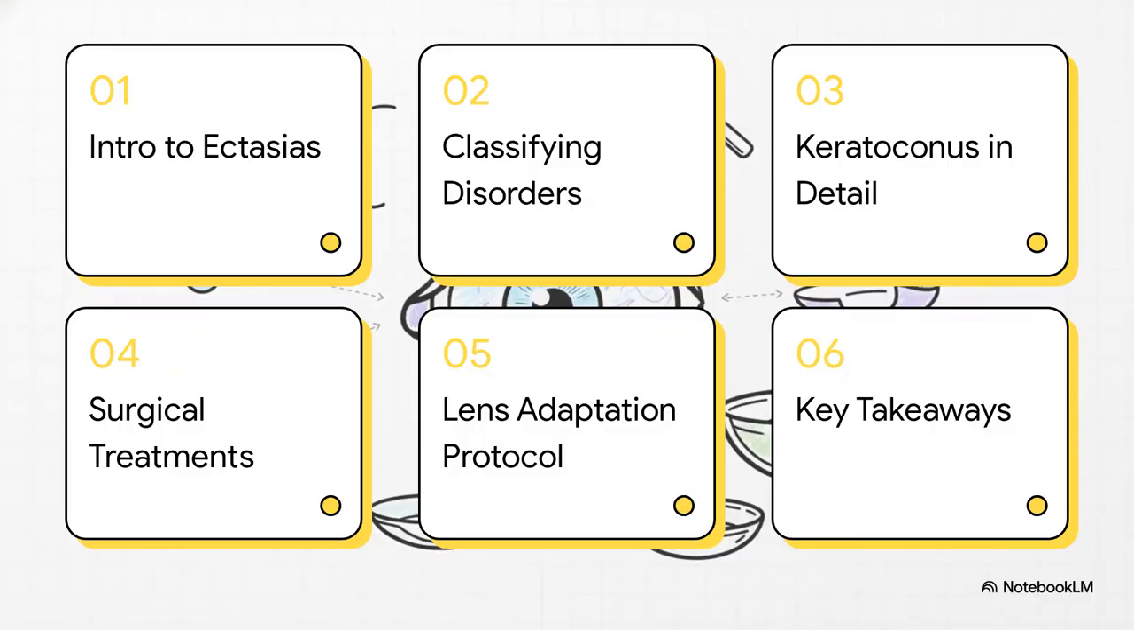Okay, so here's our plan for today. We're going to start with the basics of ectasias, then get into the official classification system. After that, we'll do a really deep dive into keratoconus itself. From there, we'll cover treatments, walk through a specific protocol for fitting lenses, and then we'll wrap it all up with the most important takeaways.